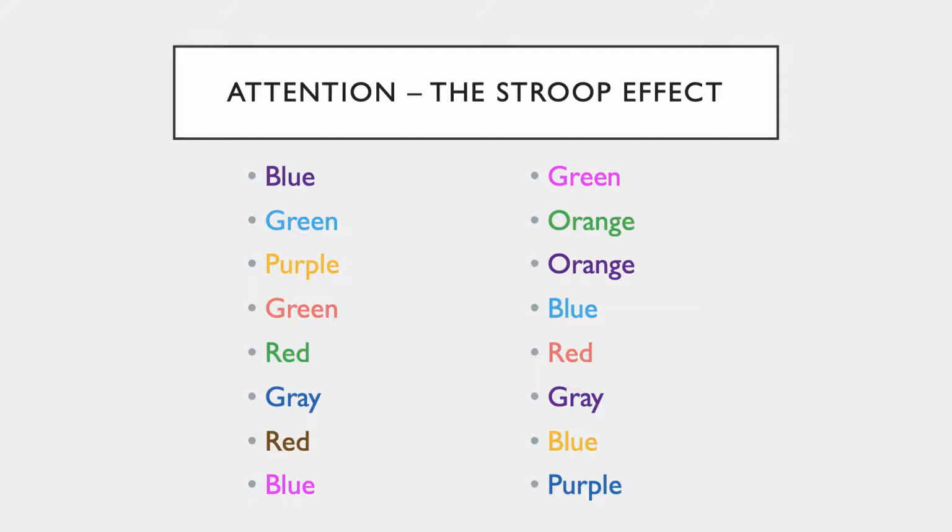The Stroop effect shows us that it's difficult to read the color of ink and ignore the word that is actually written. It's difficult because the brain wants to respond to the most salient stimulus, which is the word. So our attention is necessarily divided. Interestingly, this is much easier for children who are learning or have just learned how to read. As adults, we have to enhance the activity of our color vision areas and suppress the areas that identify words.